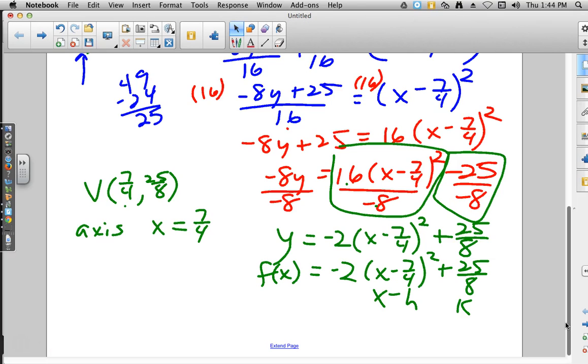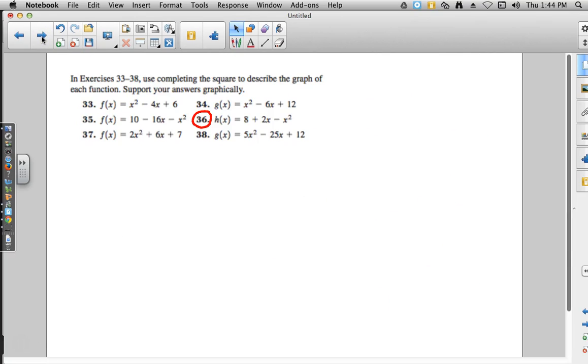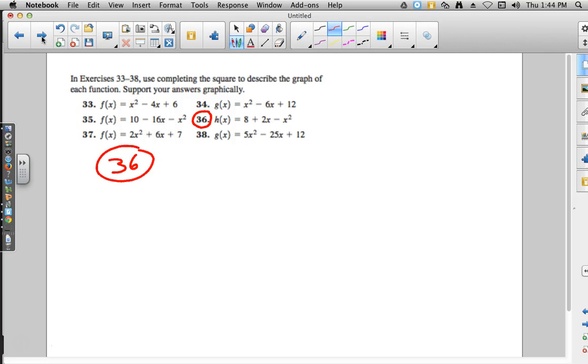Another really good problem algebra-wise. I'll have to keep track of there. And then the next one you had asked for was 36. And this one flat out says, use completing the square to describe the graph of each function and support your answers graphically. So 36, y equals 8 plus 2x minus x squared.